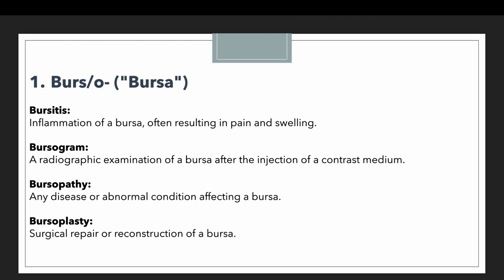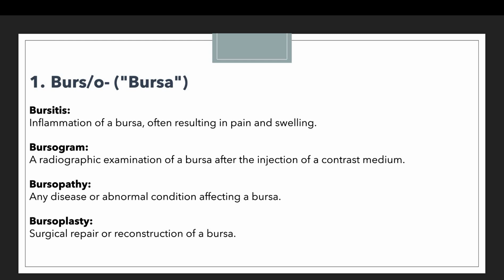First example is bursitis. Bursitis means inflammation of the bursa, often resulting in pain and swelling. So whenever there is an inflammation of the bursa, often resulting in pain and swelling, this situation we will denote with the terminology bursitis, which is made with the prefix burs or burso.